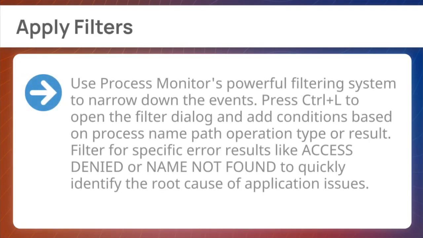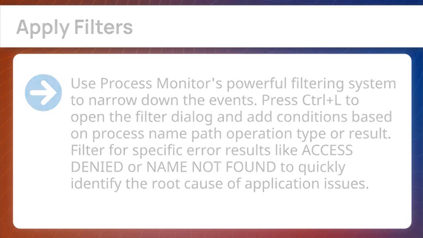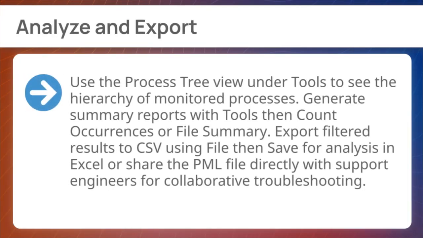Next, apply filters. Use Process Monitor's powerful filtering system to narrow down the events. Press Ctrl+L to open the filter dialog and add conditions based on process name, path, operation type, or result. Filter for specific error results like access denied or name not found to quickly identify the root cause of application issues.